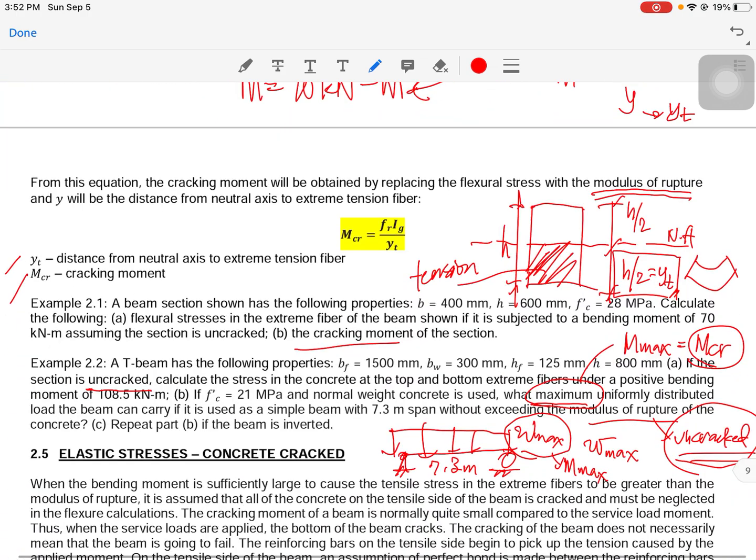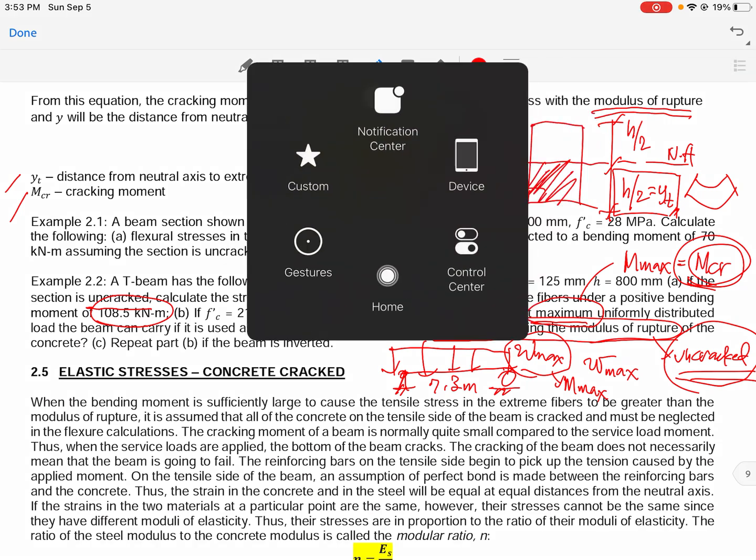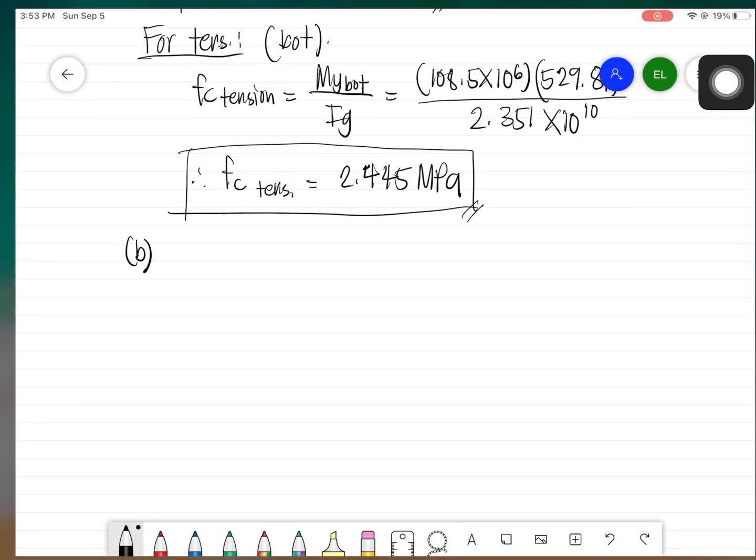Okay, so we will not use the 108.5 kilonewton meter, because that is not the maximum. So the maximum moment without exceeding the modulus of rupture would be the cracking moment. Okay, so I hope that's clear with you.